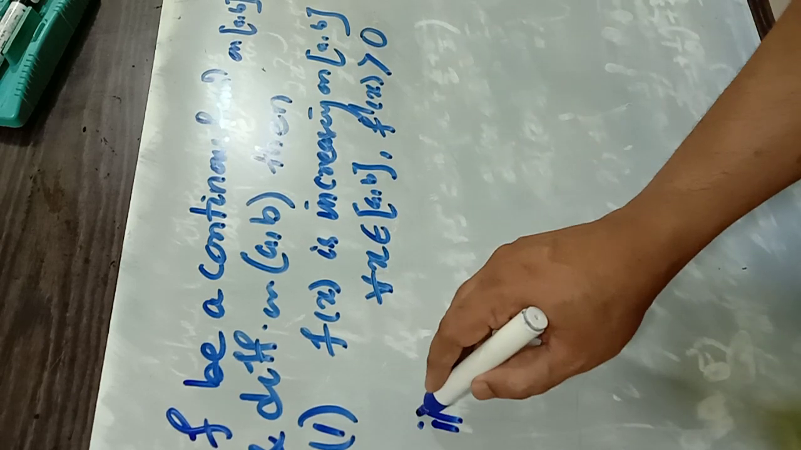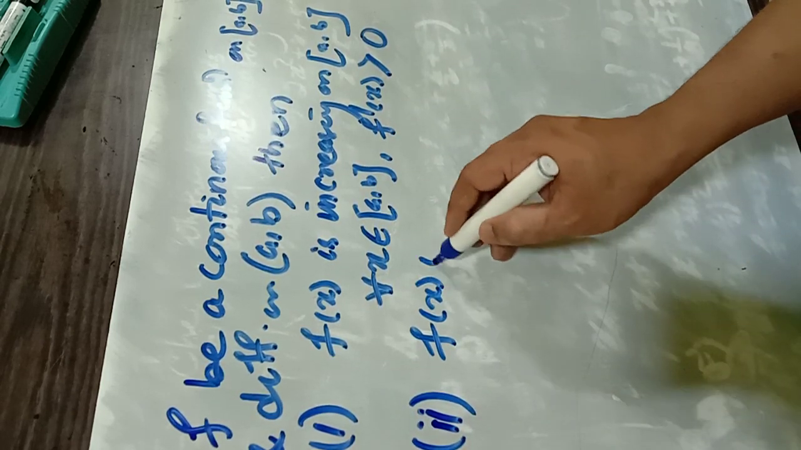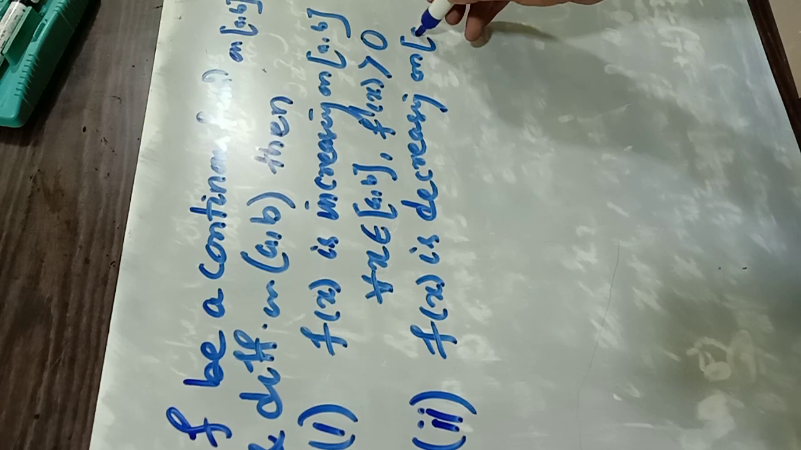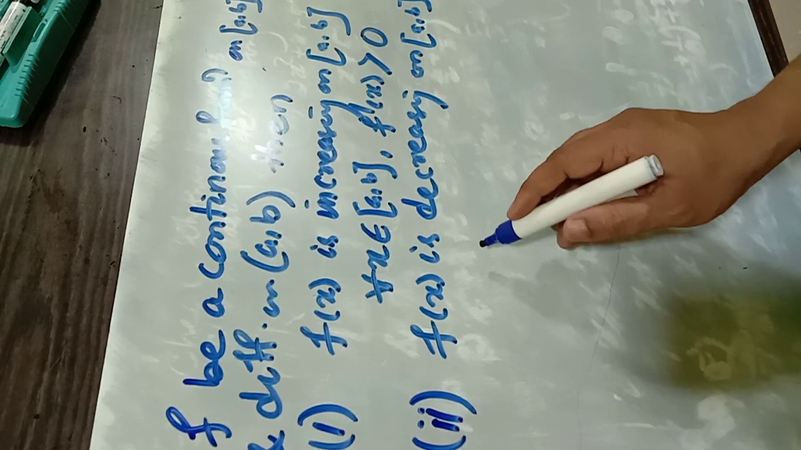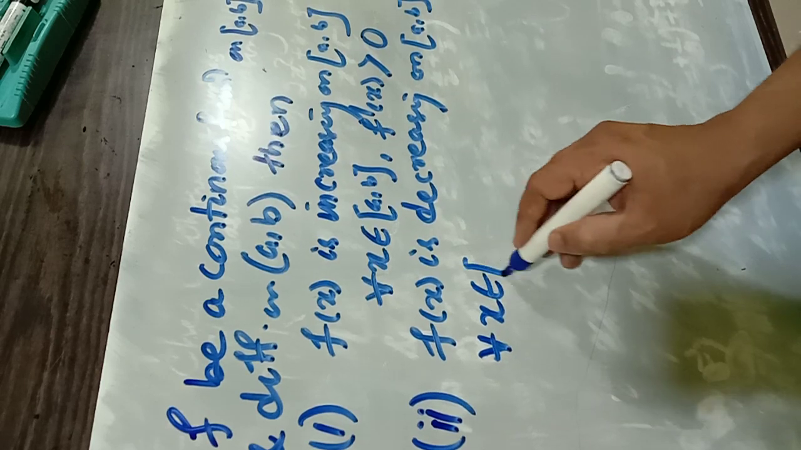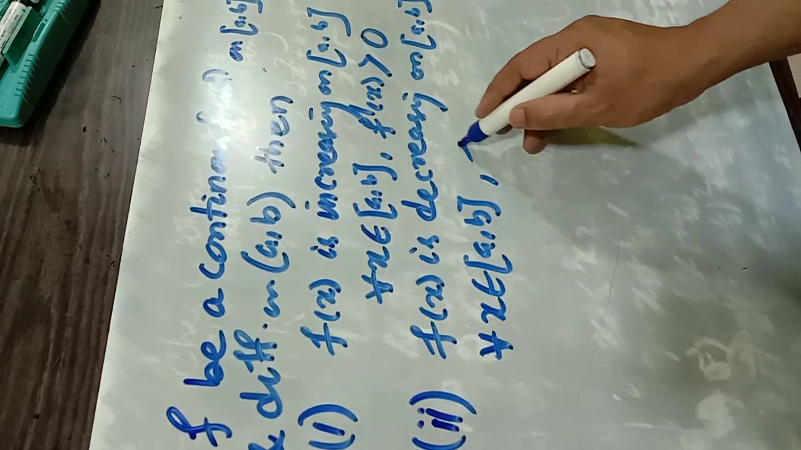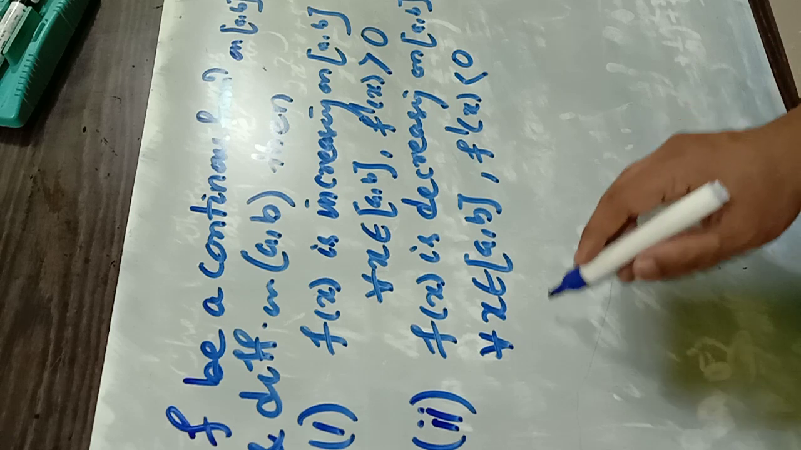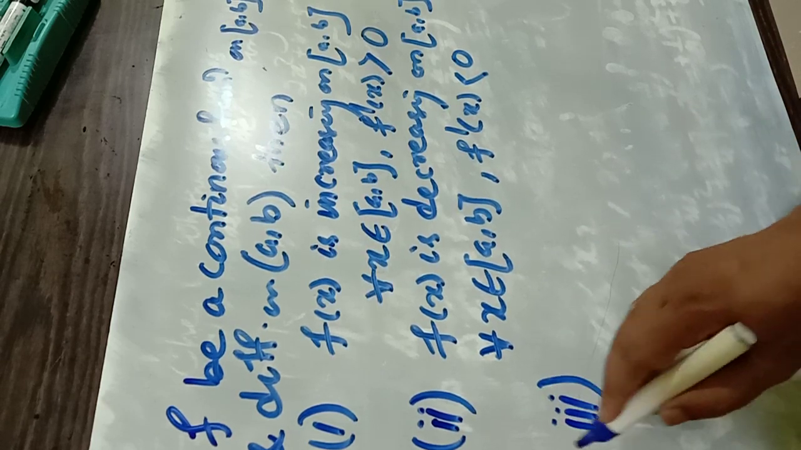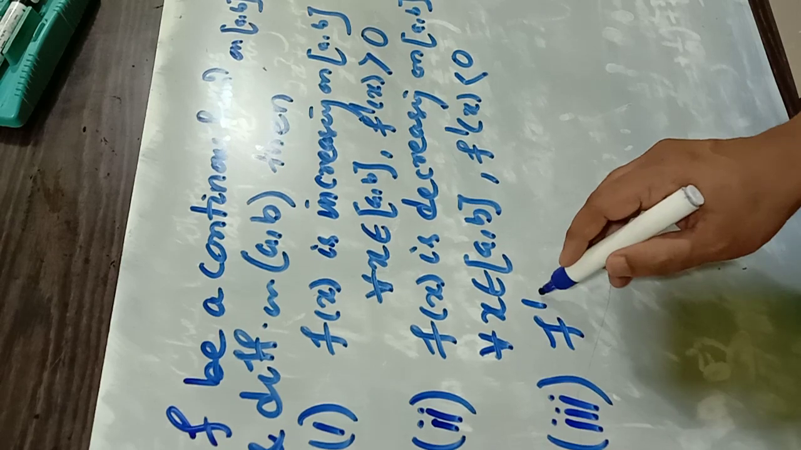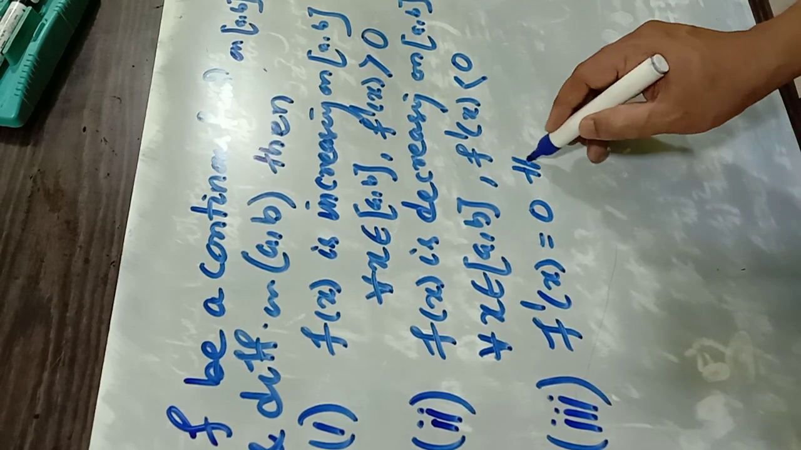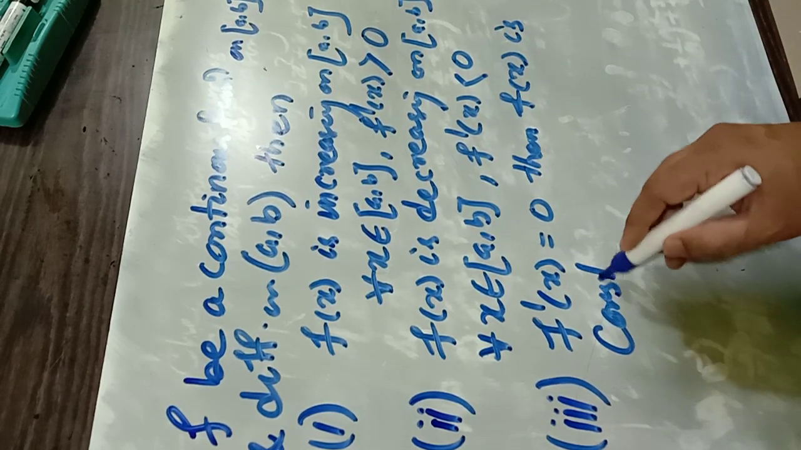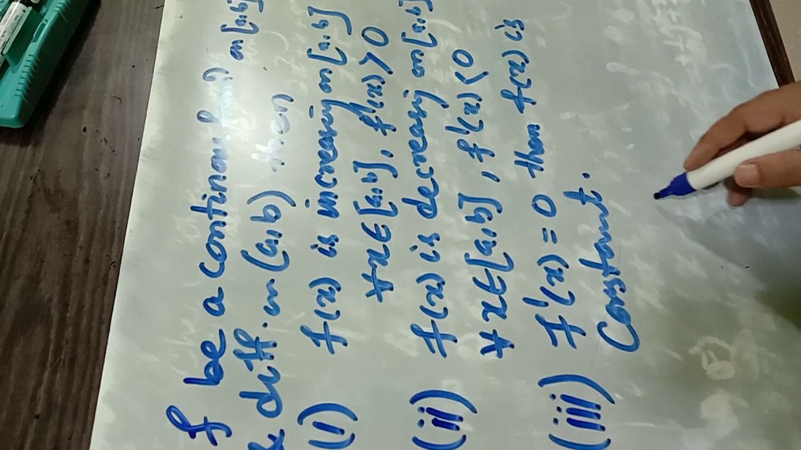And second point is telling that f of x is decreasing on closed interval AB if for all x belongs to this closed interval AB, f dash x is less than 0. Then third condition, it is neither greater than 0 nor less than 0. If f dash x is equal to 0, then f of x is constant. So this is the theorem to remember.